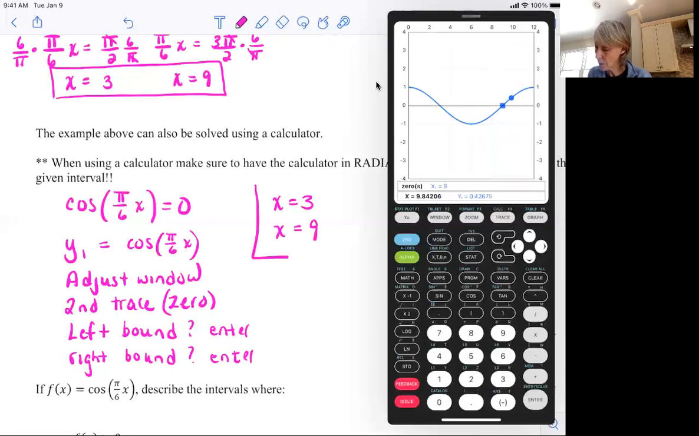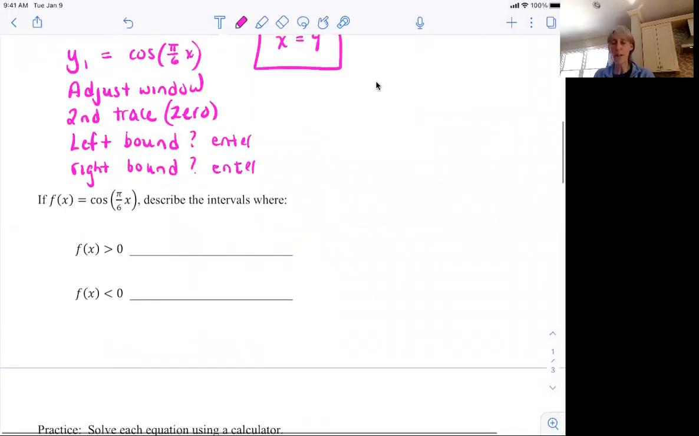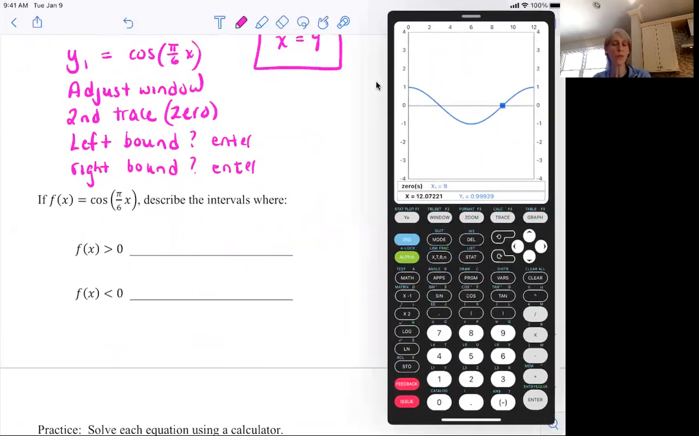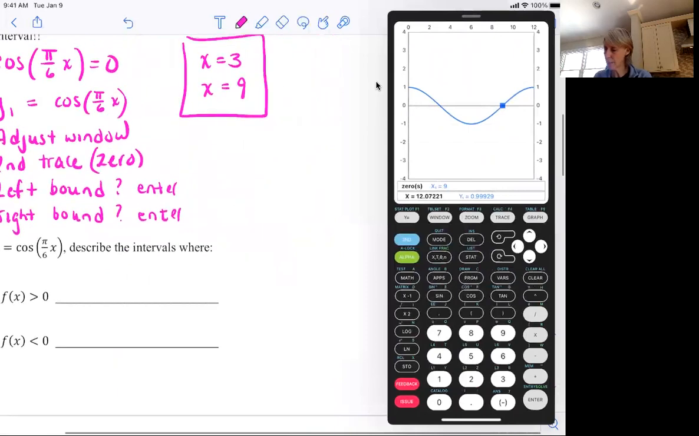So you see, you get the same answers, whether you use the algebra or the calculator. If f of x equals cosine pi over 6x, let's go back to our calculator screen for a second. Remember, x equals 3 and x equals 9. Those are our x-intercepts.